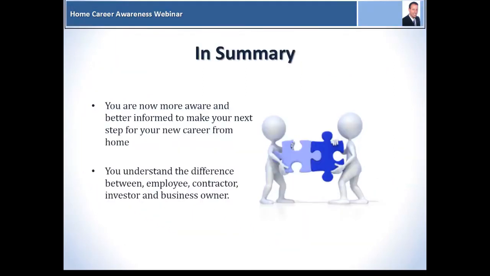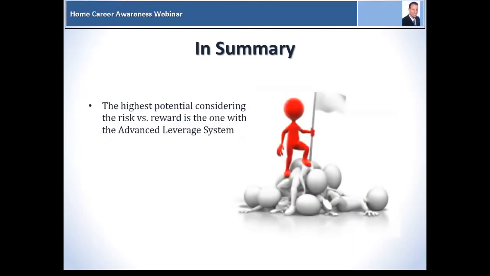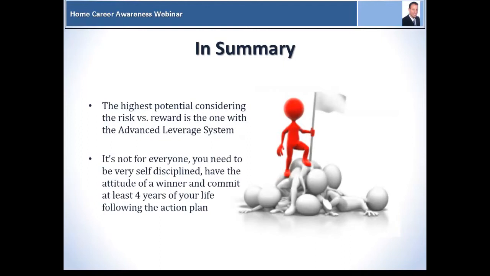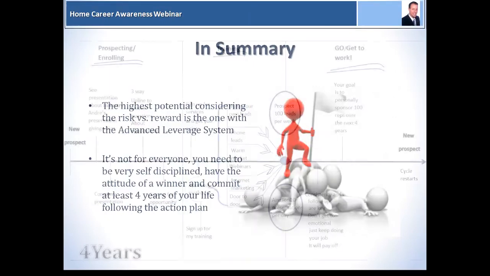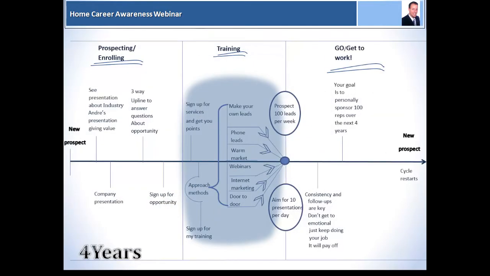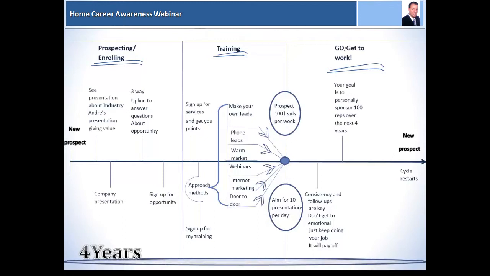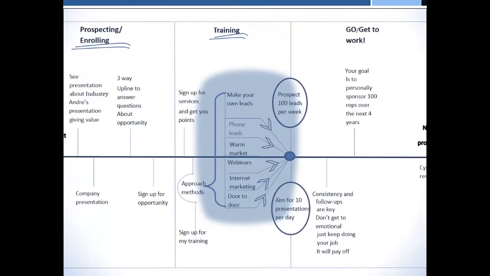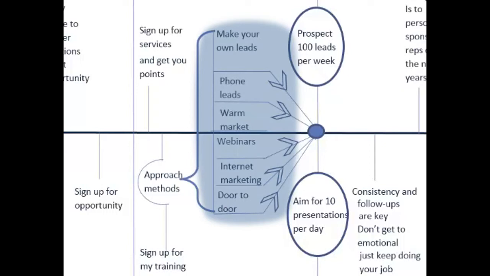Based on the career from home vehicles, the highest potential considering the risk versus reward is the one with the advanced leveraged system, also known as multi-level marketing or network marketing. That being said, you also know that it's not for everyone. You need to be very self-disciplined, have the attitude of a winner, and commit at least 4 years of your life, following the action plan to achieve the ultimate luxury lifestyle. You also learn where people fall under in the training section, so you have an idea of the master plan. You know where you're going, and you can see the pros and the cons of all the different approaches, and you can pinpoint which one is your favorite one, which one you want to learn, and go from there.